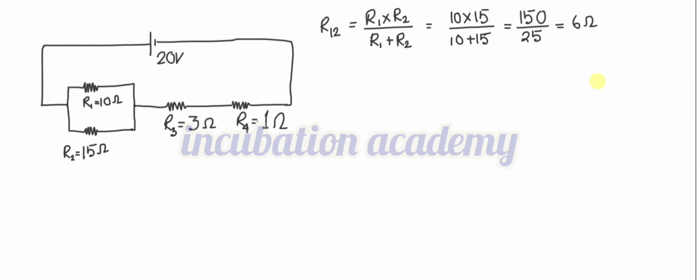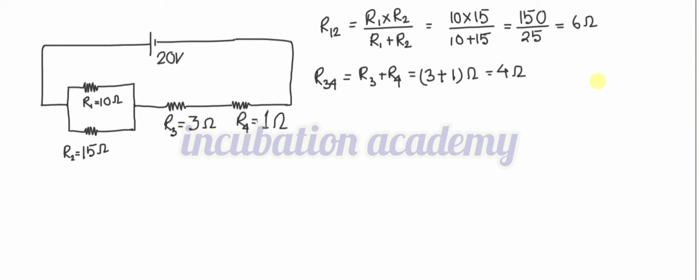R3 and R4 are connected in series combination. Now the series equivalent of R3 and R4 is R3 plus R4, because in series combination the resistances are simply added. We are basically doing the algebraic sum of the resistances. So R3 plus R4 is simply 3 plus 1, that is 4 ohm.